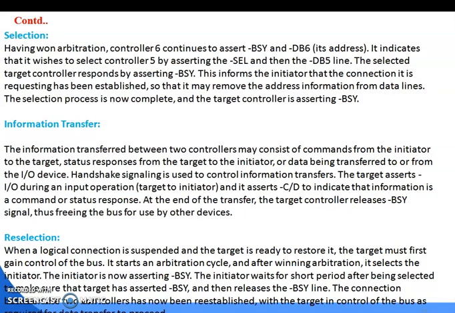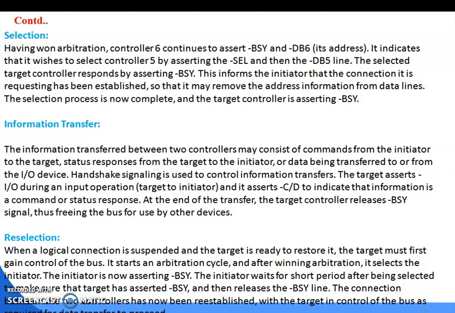Selection, having won arbitration, controller 6 continues to assert BSY and DB6, its address. It indicates that it wishes to select controller 5 by asserting the select and the DB5 line. Next is information transfer. The information transfer between two controllers may consist of commands from the initiator to the target, status responses from the target to the initiator, or data being transferred to or from the IO devices. Handshake signaling is used to control information transfers.